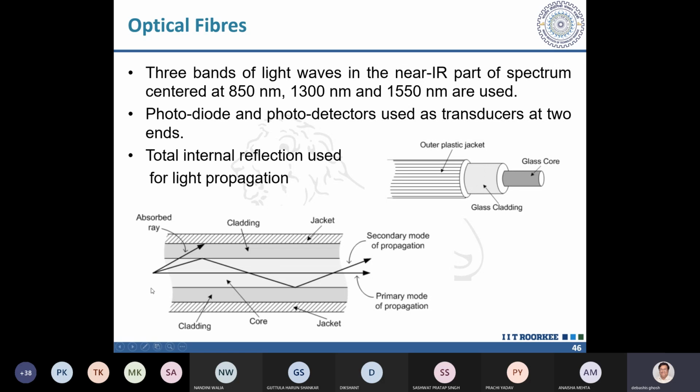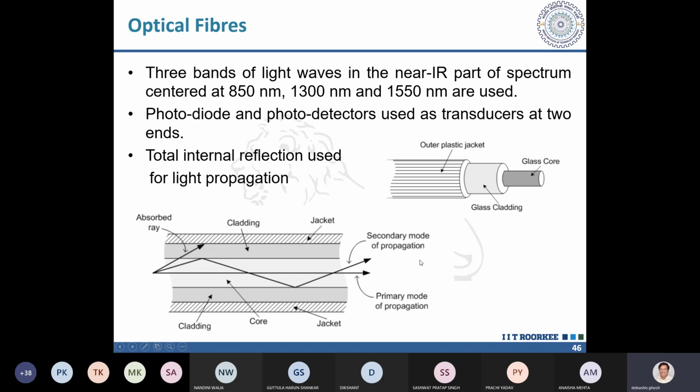Whereas if the light is incident on the glass cladding at an angle more than the critical angle, then there will be total internal reflection like this, and again like this, and it will keep on going along the fiber. It will keep on moving.